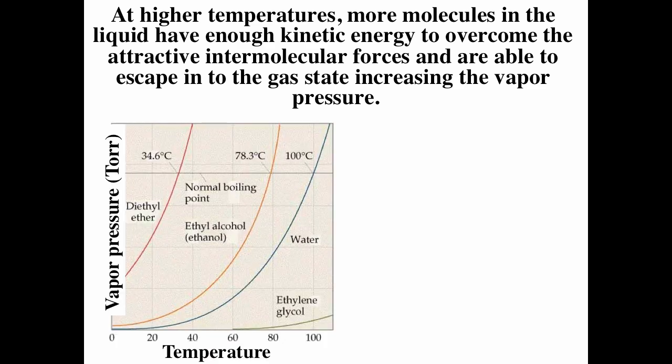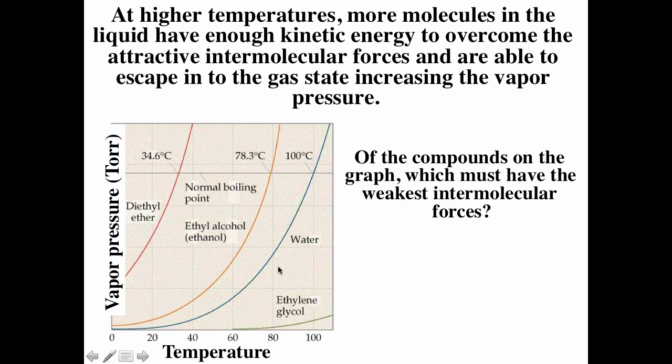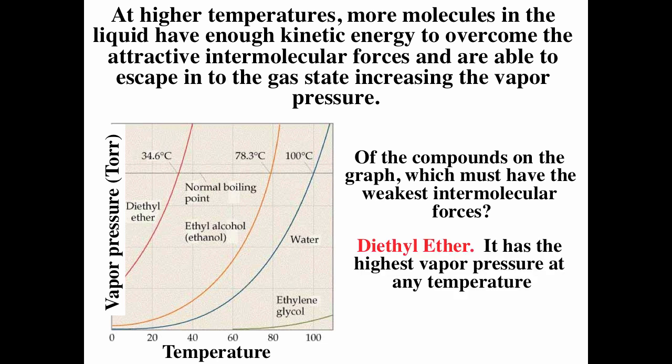And so here's a plot of vapor pressure as a function of temperature for diethyl ether, ethyl alcohol, and water. Of the compounds on the graph, which must have the weakest intermolecular forces? If we look at one temperature, notice that the diethyl ether has the highest vapor pressure, then the ethyl alcohol, and then the water. That tells us that the diethyl ether must have the weakest intermolecular forces. The weaker the intermolecular forces, the higher the vapor pressure at any given temperature.